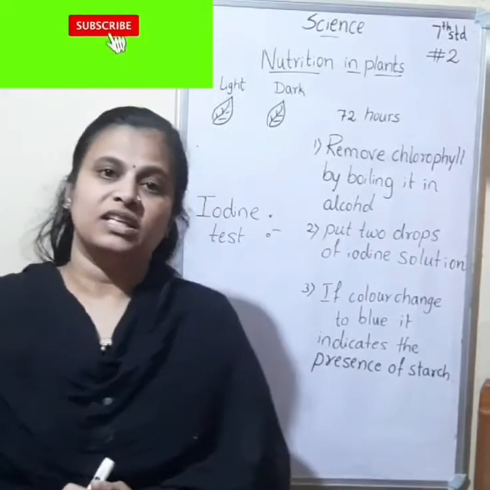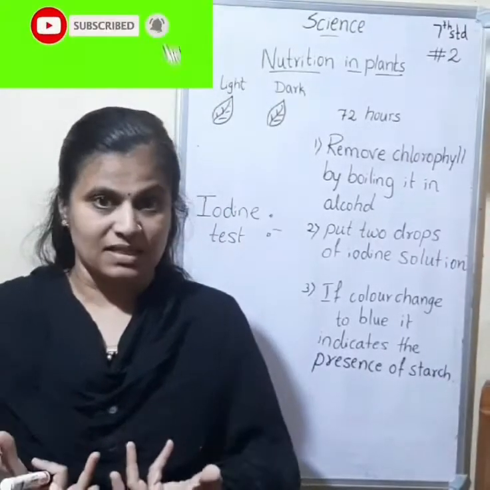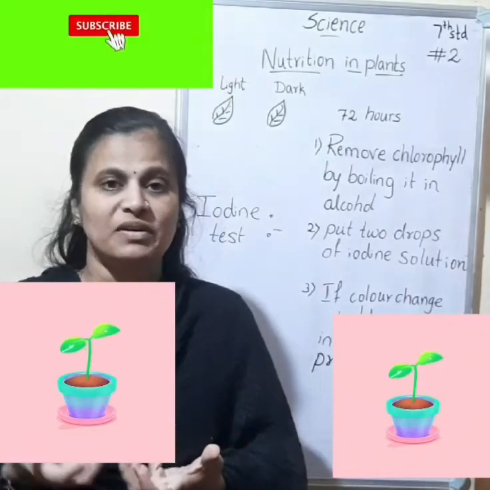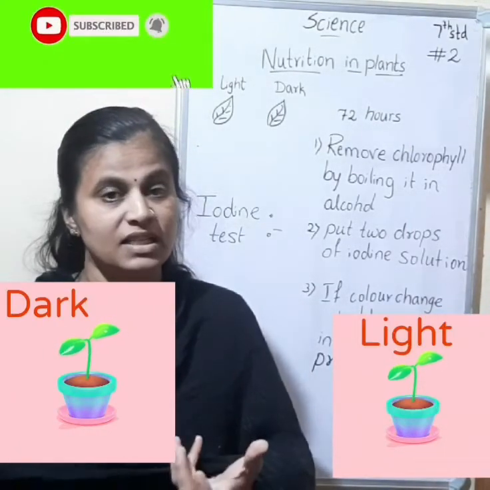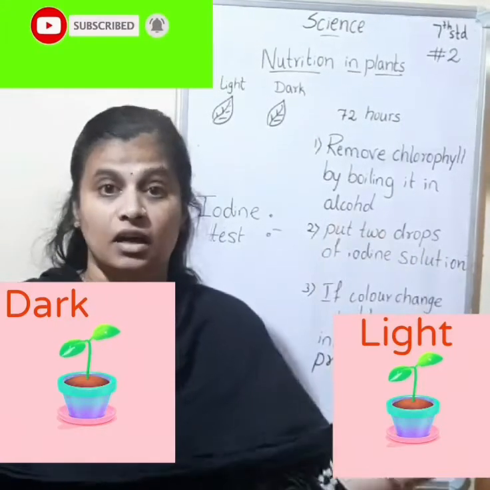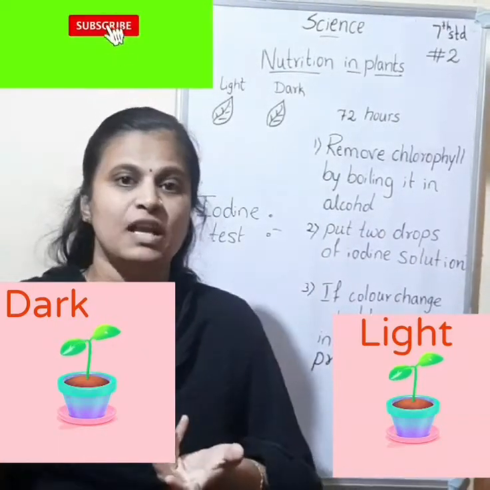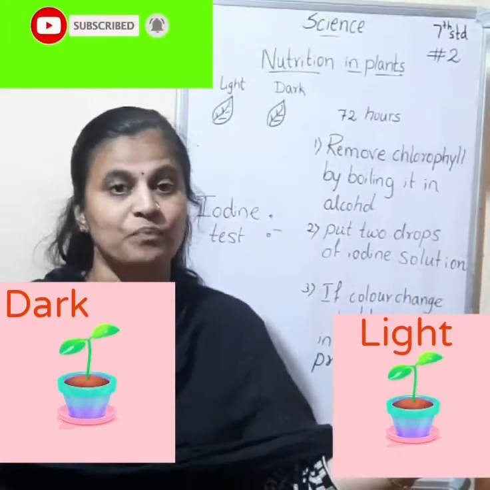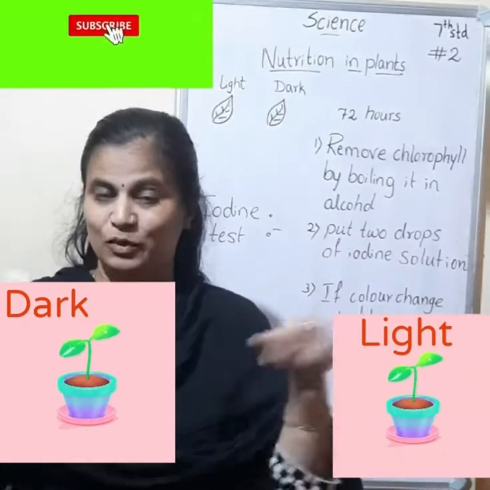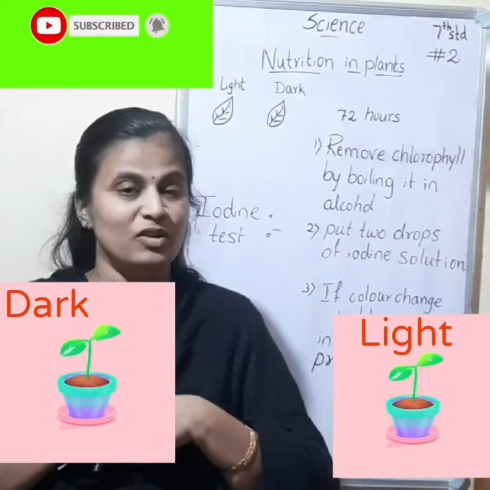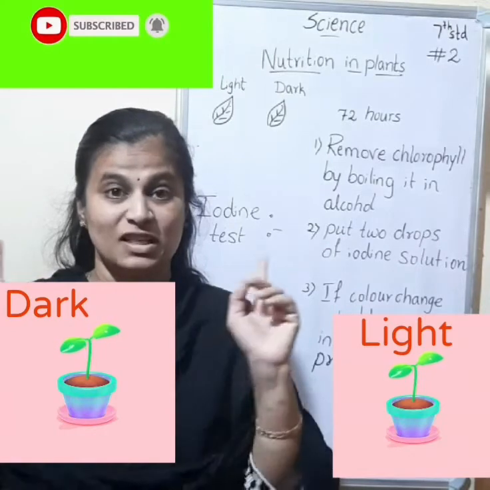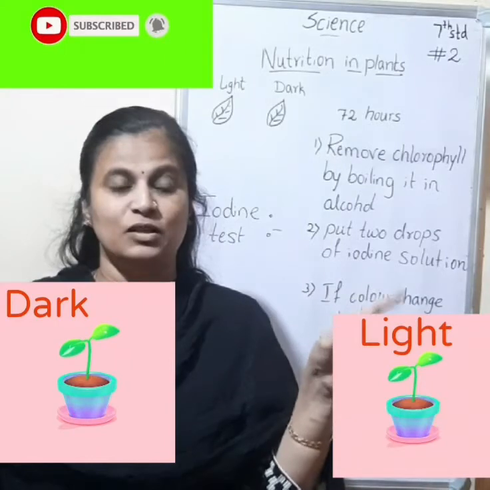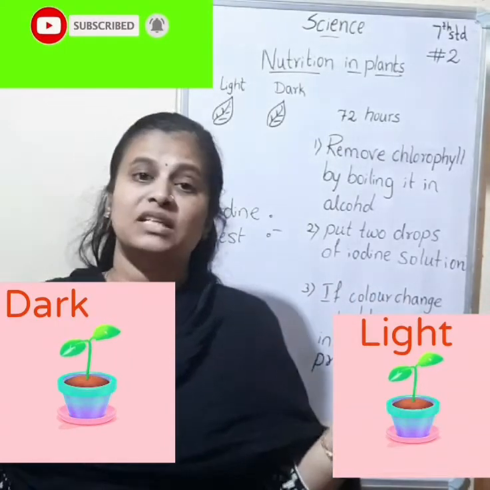Now let's take two potted plants. One is to be kept in the light for 72 hours and the other has to be kept in the dark for 72 hours. Let's see where the photosynthesis process takes place. Can you tell me where? Yes, of course, where there is presence of sunlight, because photosynthesis occurs where there is presence of sunlight. Right, but let us test it.